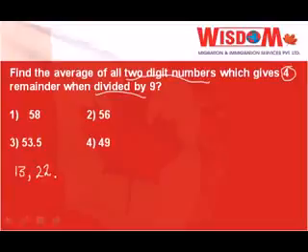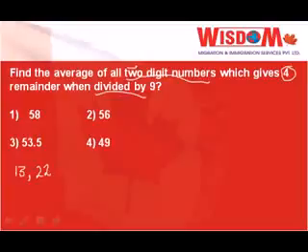The next number would be 22 plus 9, and the series would keep going on. But we have a limit to the series. The limit is we have to know all the 2-digit numbers only. So the last 2-digit number which is divisible by 9 is 99.